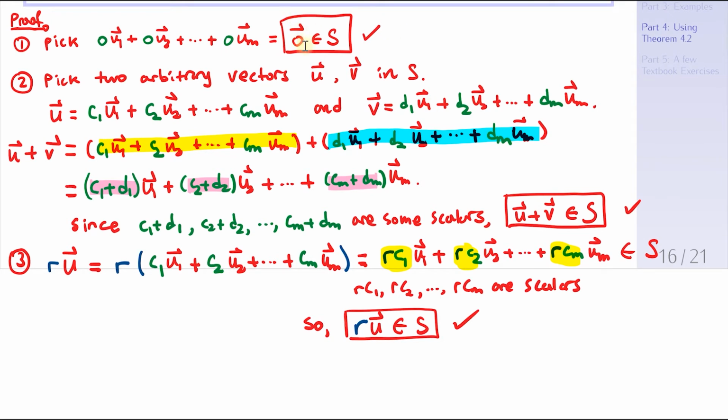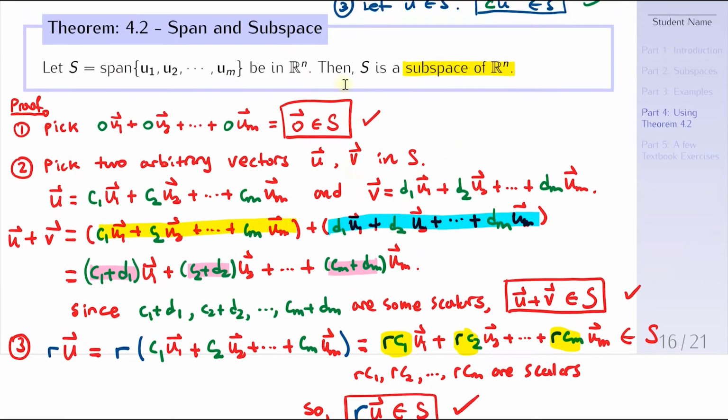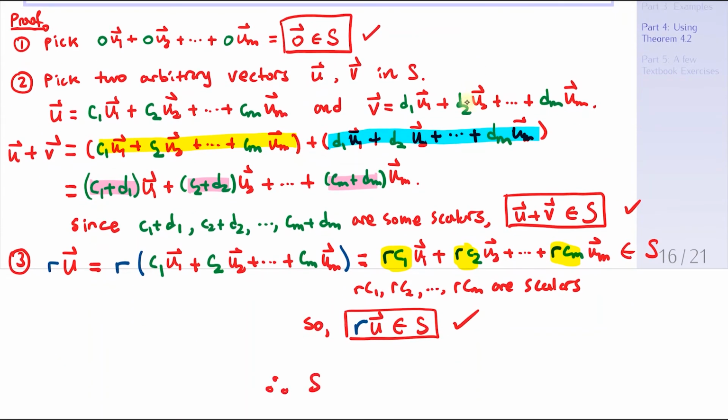Look, first condition, the zero vector is in S, U plus V is in S, and then a scalar multiple of some random vector, RU, is in S. Altogether, what is our conclusion? The conclusion is the set S is a subspace of Rn.